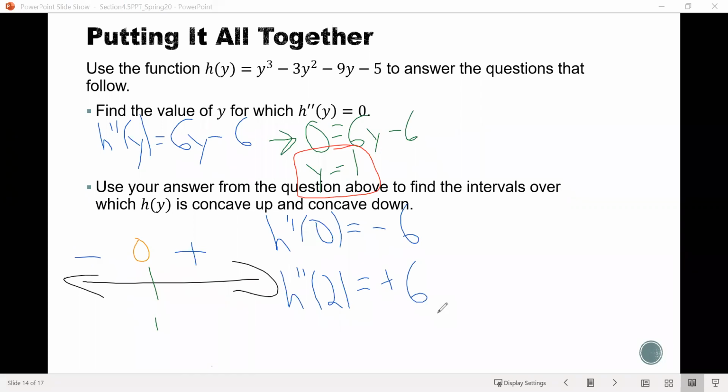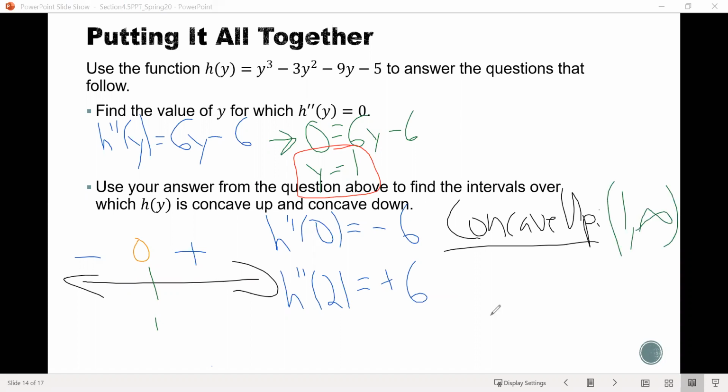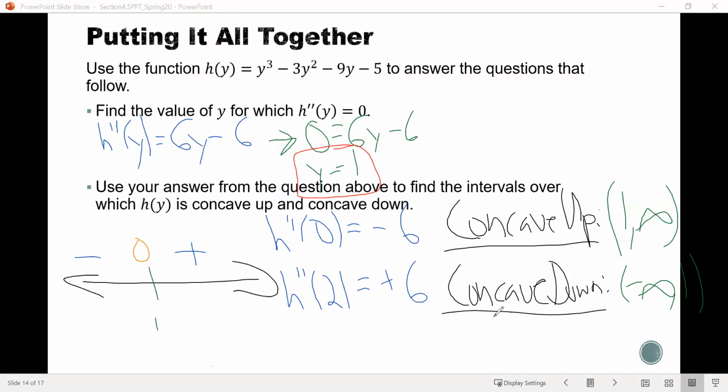So for concave up, we're looking at all values 1 and bigger. So it'll be 1 to positive infinity. And again, we're not going to include 1 because that's where the concavity changes. And then for concave down, that's going to be all the values less than 1. So we have negative infinity, comma, 1. And there we go.